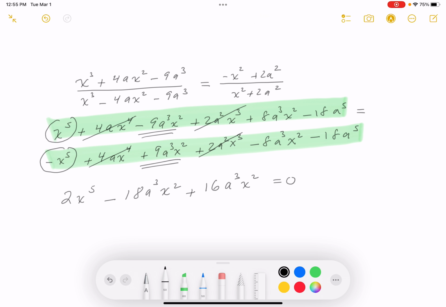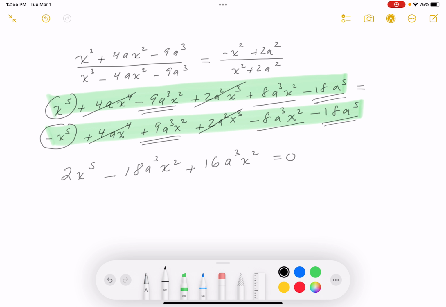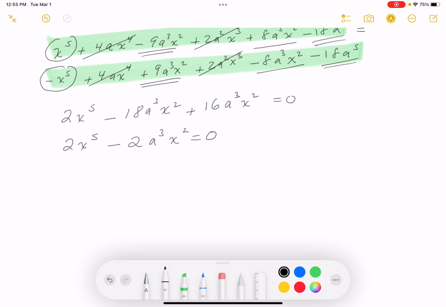So let me point out what I did. This and this, I added 8a cubed x squared to both sides. And I also added 18a^5 to both sides, and these disappear. I get equal to 0 now. Well, I'm seeing something over here. What do I see? 2x^5. Let's keep going. Minus 2a cubed x squared is equal to 0. I want to keep moving forward. I'm going to divide both sides by 2, and I get x^5 minus a cubed x squared.